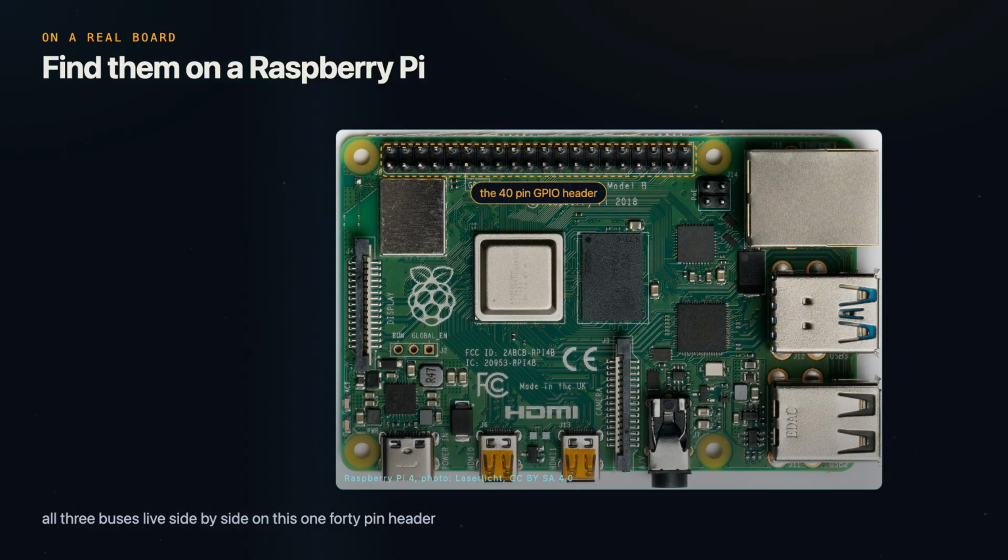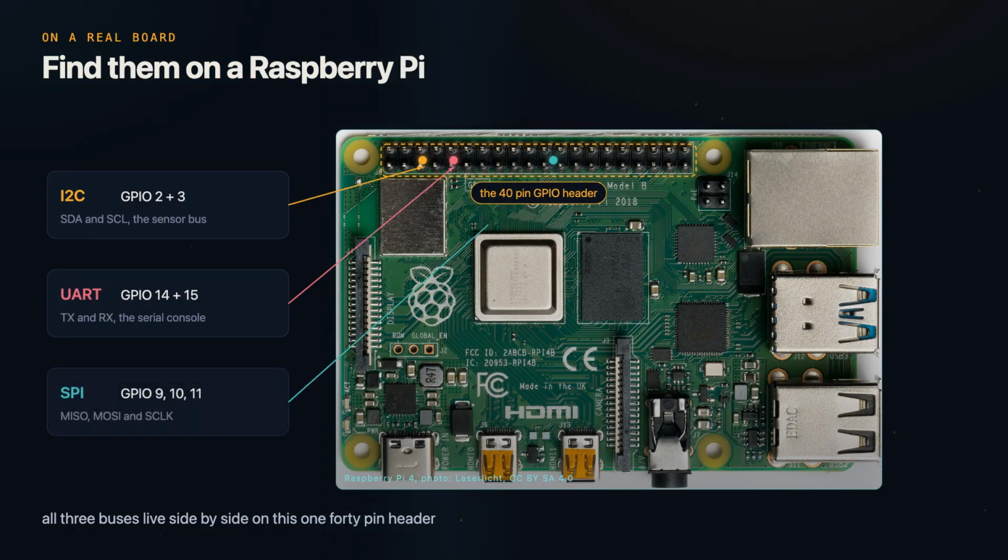And none of this is hidden. On a Raspberry Pi, all 3 languages live on the 40-pin header. GPIO pins 2 and 3 are the I2C bus. 14 and 15 are the UART, the serial console you can literally type into. 9, 10 and 11 are the SPI bus. Wire a sensor to those pins tonight, and you will be speaking one of these languages before bed.